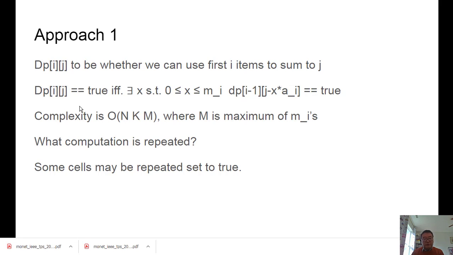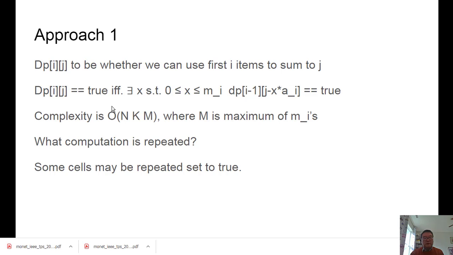However, if we just use a Boolean array of true false, that will not be enough, because we need to know how many a_i's we have used to reach j minus a_i. If we use too many, then this is not feasible. So the state we need is not enough. Just having true false is not enough. We also need to know, when we are reaching this, how many of the a_i item have we used. If we keep track of that information, then this computation can be efficient.